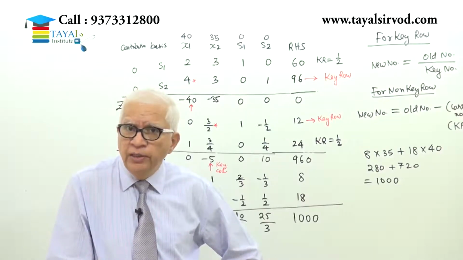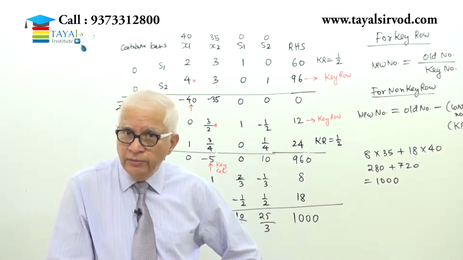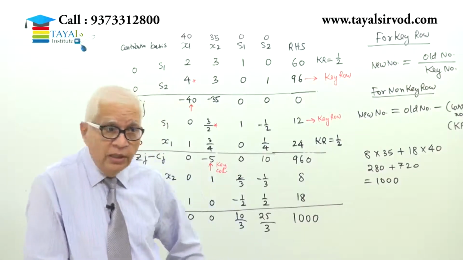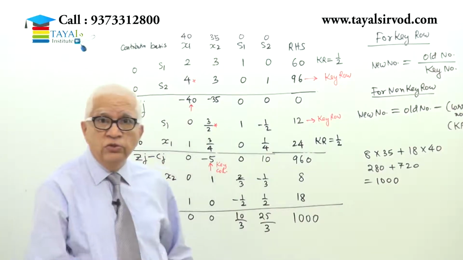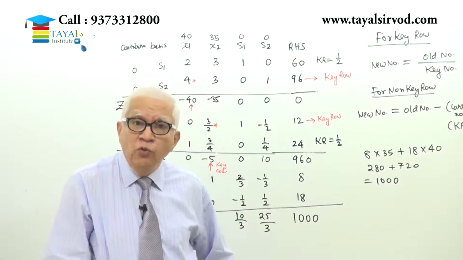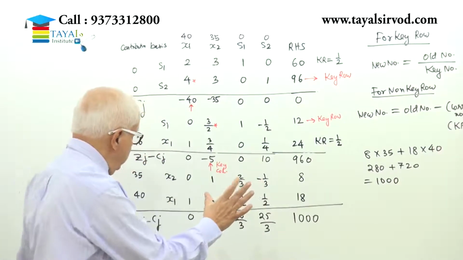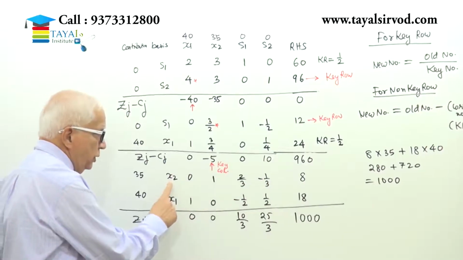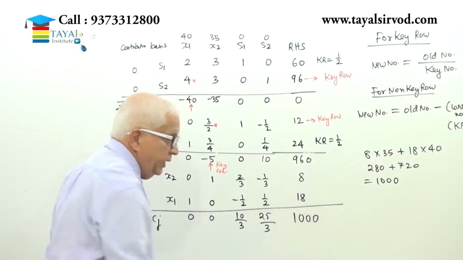And is the solution optimal? We already know the answer to this. Yes, the solution is optimal. Why is the solution optimal? Because there are no negative numbers in the index row. We can say that the solution is optimal. And what is the solution that we are talking about? Read the optimal table. x2 is equal to 8. x1 is equal to 18.